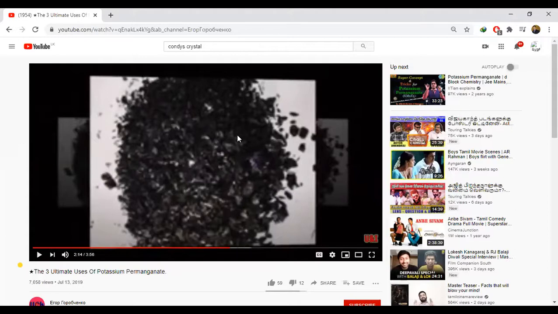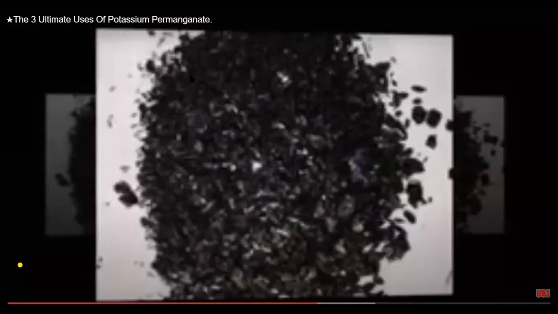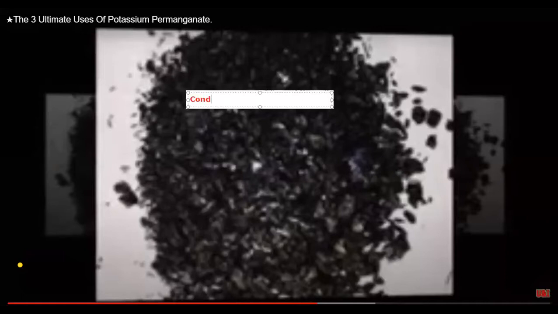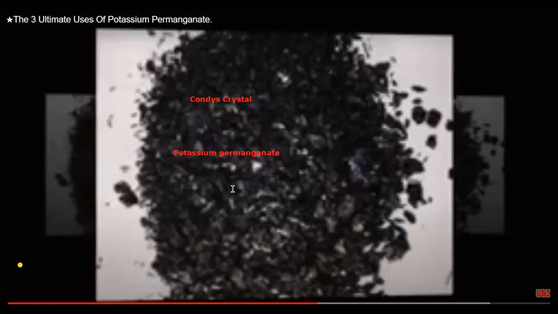What is the name of it? My children, it is given this name by the name of a person called Condy. It is called Condy's crystals. It is a grayish purple color material, looking like black also, but really it is looking like a gray color material. Its scientific name is potassium permanganate. Understood? Are you clear?